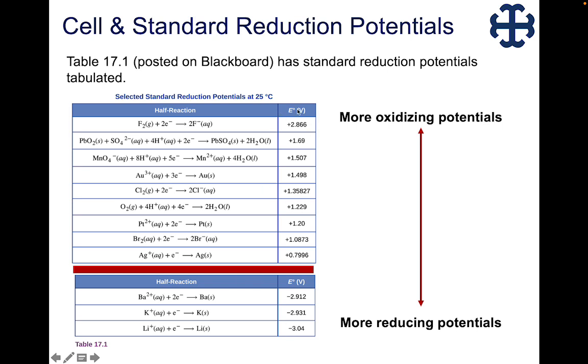So you'll see that basically the most oxidizing thing we have on our table is going to be fluorine gas, and things that are very oxidizing have very positive potentials. The thing that is most reducing in this table is going to be lithium, and so it is going to have the most negative reduction potential. And so, like I said, more oxidizing potentials are more positive, more reducing potentials are more negative.